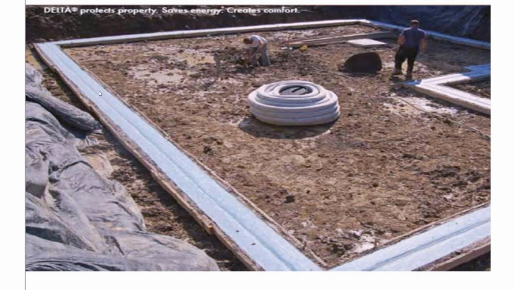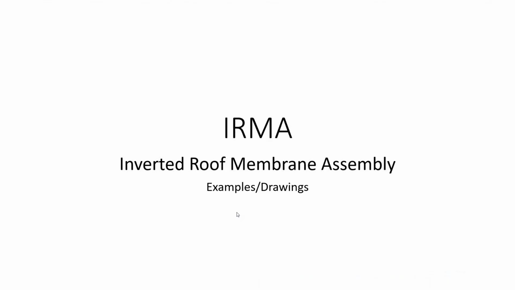And this is what it looks like when we first put it in. And we poured the footings, and then when we're smoothing them out, we put the keyway in and put the damp proofing there.